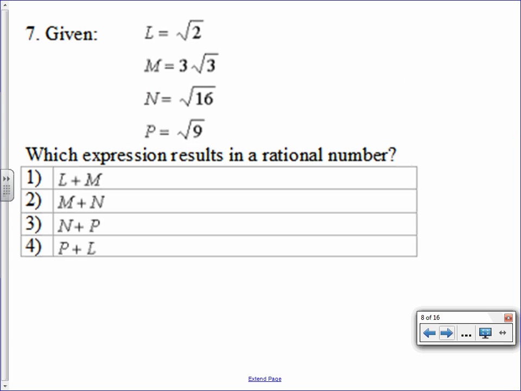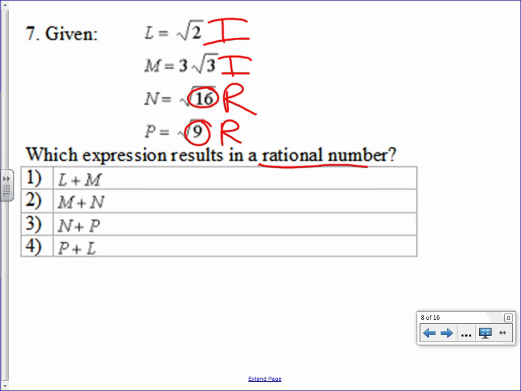Which expression results in a rational number? Well, in a radical, only perfect squares are rational. If it's not a perfect square, then it's irrational. And very important, when you're adding numbers, in order for the answer to be rational, they both have to be rational. So n plus p would be the only pair that's rational. When you're adding rational numbers, you get a rational answer. If you have an irrational number involved, even if only one of them is irrational, then the answer is irrational.